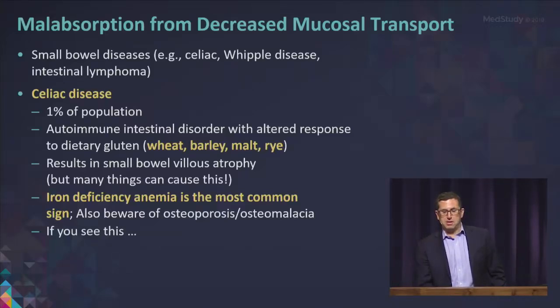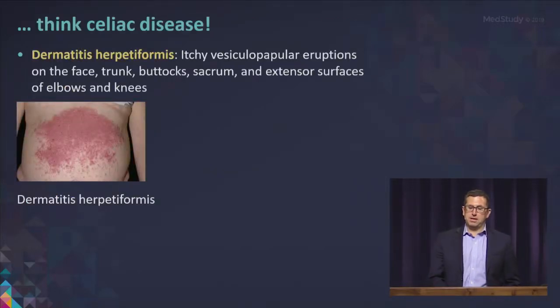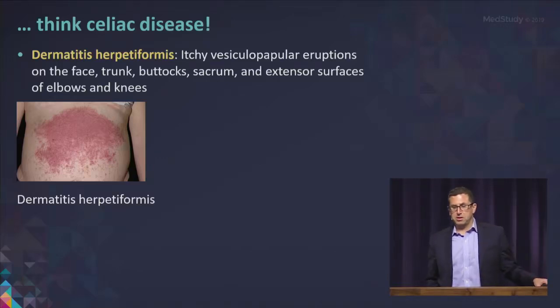Iron deficiency anemia is the most common sign. Also be aware of osteoporosis and osteomalacia in patients with celiac. And if you see this rash, dermatitis herpetiformis, this is pathognomonic for celiac disease. It's an itchy vesiculopapular eruption that occurs pretty much anywhere on the body, but typically involves the trunk.